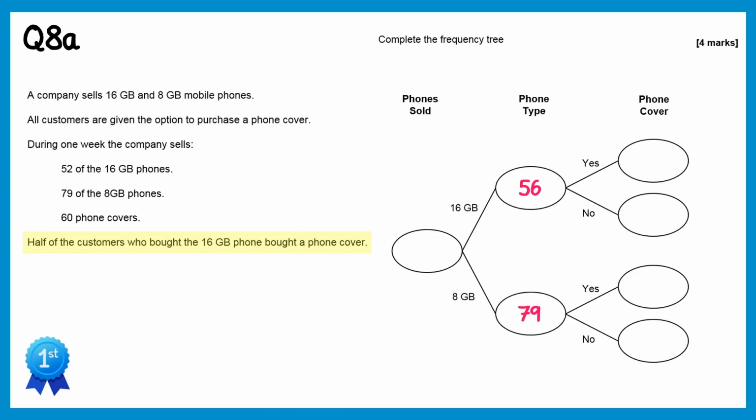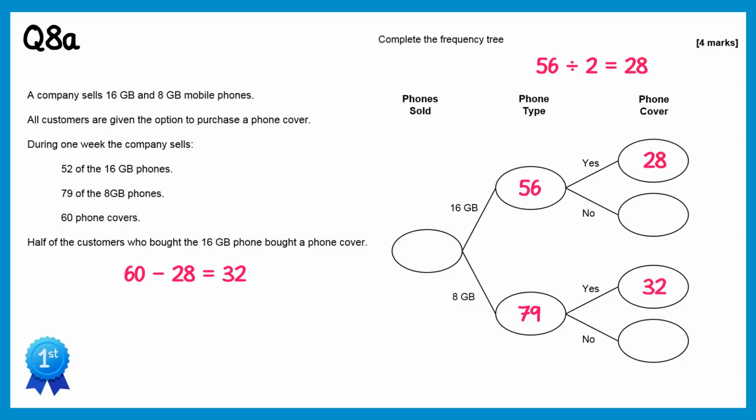It says half of the customers who bought the 16GB phone also bought a phone cover. So of these 56 people, half of them did buy a phone cover. So if we do 56 divided by 2, we get 28. If we now go back to those 60 phone covers, we just had 28 phone covers, so 60 take away 28 gives you 32. So for the 8GB model, 32 people must have bought phone covers.